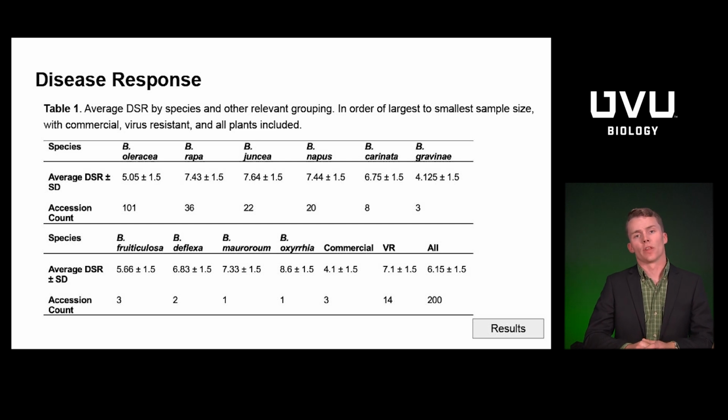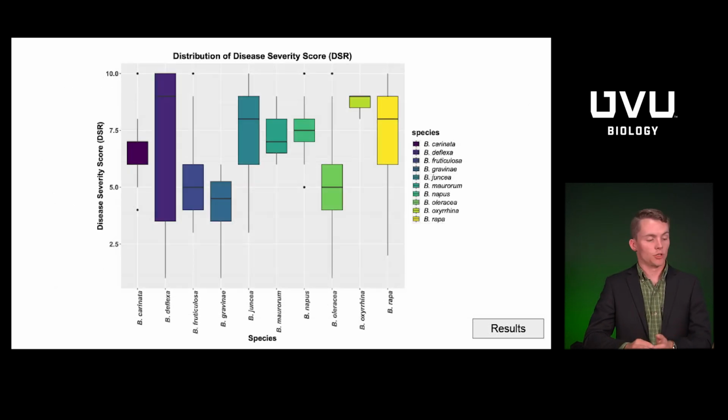What's really intriguing about this table, though, is the virus-resistant, or the VR column there. You'll notice that these had a very high average DSR comparatively. It's about 7.1. And so this told us that those virus-resistant cultivars that had previously been bred for were not very effective against this virus, so it really opens up the way for us to ideally create one of those cultivars. Here's a graph showing the distribution of those DSR scores across those different species.